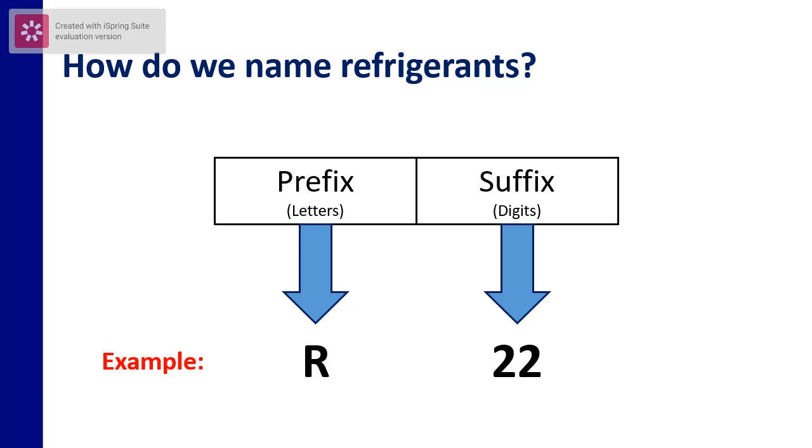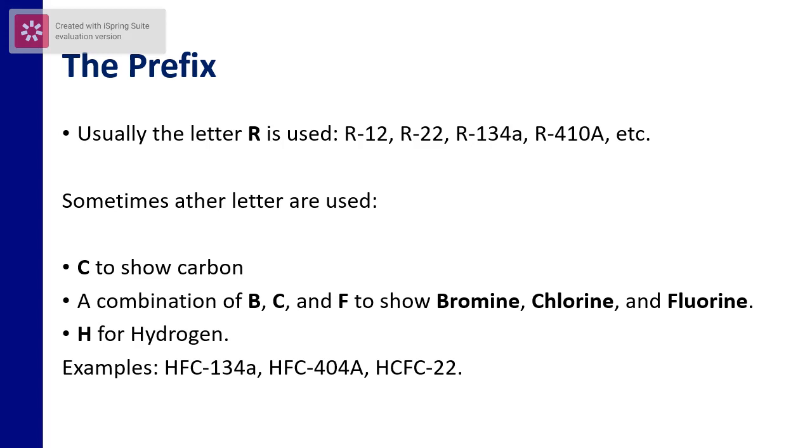and letters. The prefix usually starts with the letter R, while other letters such as C for carbon, a combination of B, C, and F for bromine, chlorine, and fluorine, and H for hydrogen are used. For example, it is also common to use CFC, HCFC, or HFC instead of R for the prefix.